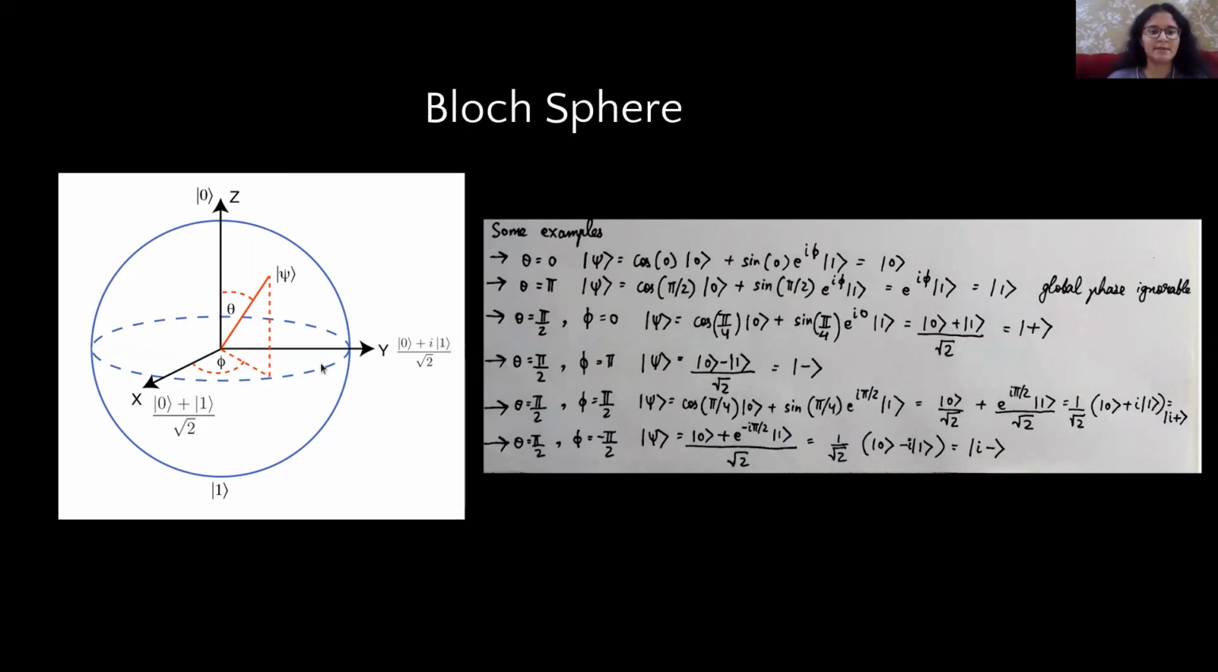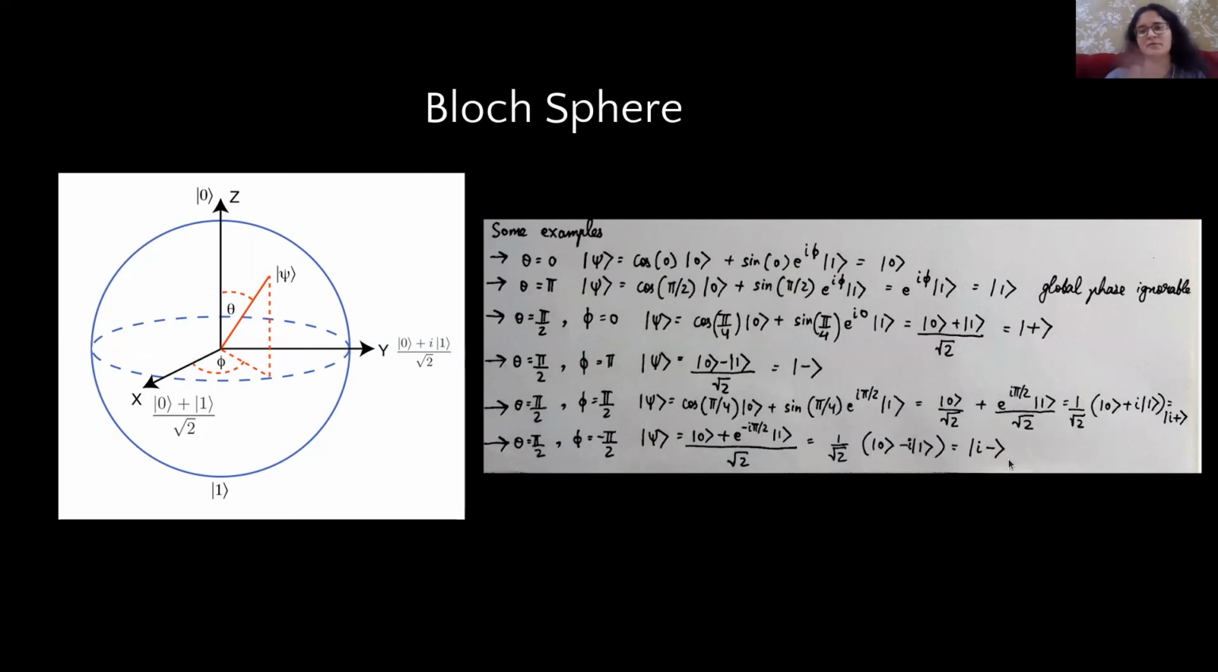If we take theta to be pi by 2 and phi to be pi by 2, we get something in this direction of y. And if we put all the values, we get this. And because it's on the y direction, we again find it important and have given it the name of ket i plus. And likewise, if we take phi to be minus pi by 2 and theta to be pi by 2 only, then we get something in the opposite direction of y. And again, putting those values, we get something similar to the case before this one, but with a negative sign. And we give it the name of ket i minus. So these are some states that we've looked at.